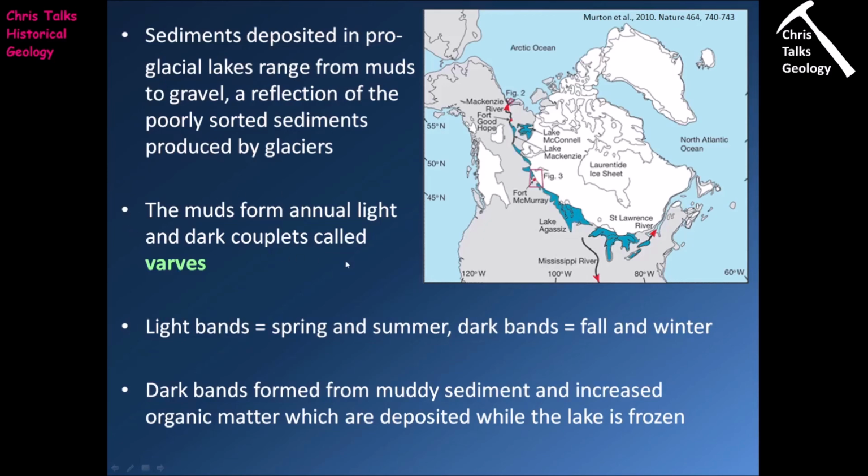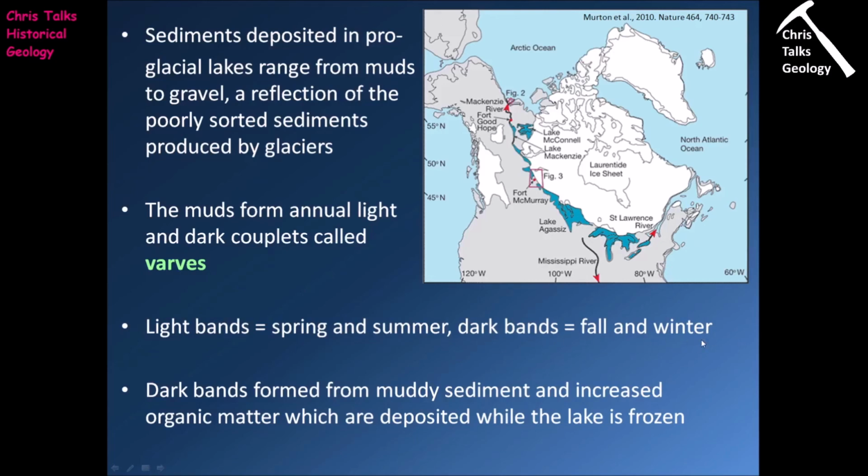Now, one of the things that we see within these proglacial lake sediments is the formation of varves. So varves are light and dark bands. You can see them quite clearly. One band will be light in colour, then you'll have a darker band, a lighter band, a darker band, and so on. And so each one of these couplets, these light dark bands, represents a year. The light bands represent the spring and the summer, and the dark bands represent the fall and the winter.